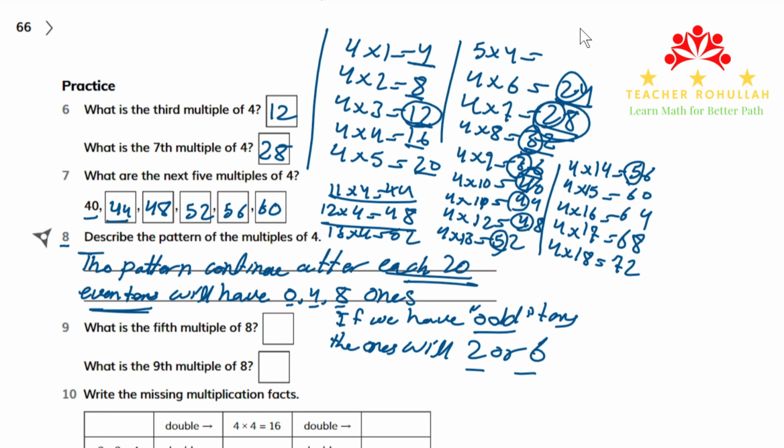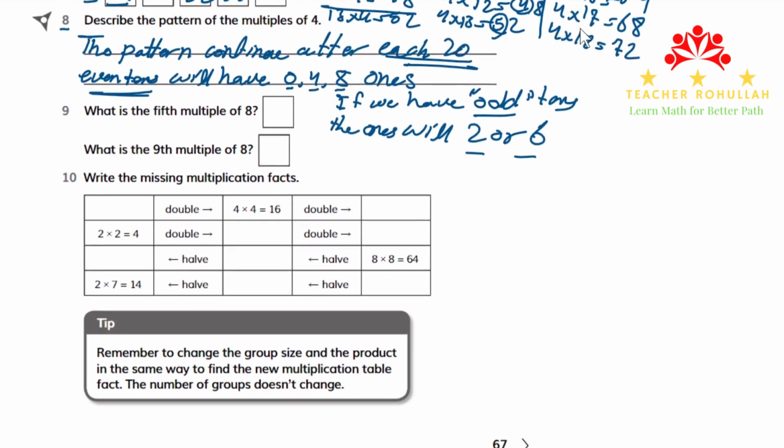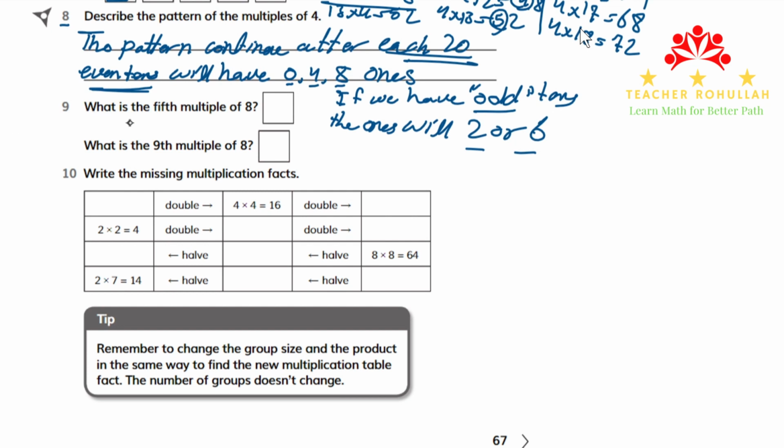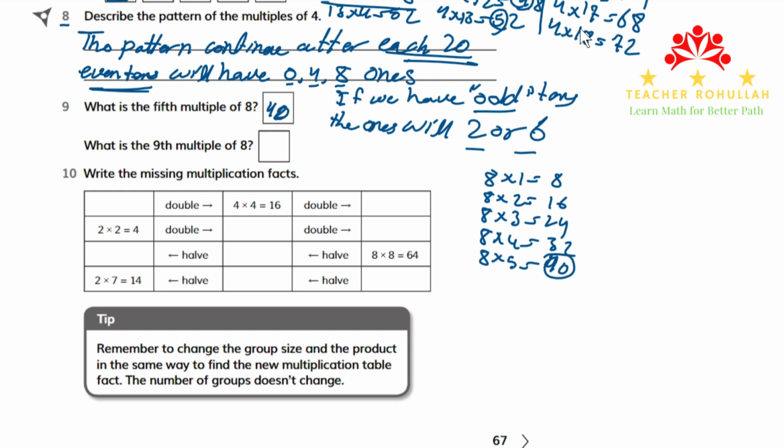Let's now scroll down to move to question number 9. In question number 9, it says, what is the fifth multiple of 8? Let me write the multiples of 8 here. 8 times 1 is 8. 8 times 2 is 16. 8 times 3 is 24. 8 times 4 is 32. 8 times 5 is 40. We can see that the fifth multiple of 8 is 40. So we can write the fifth multiple of 8 is 40.